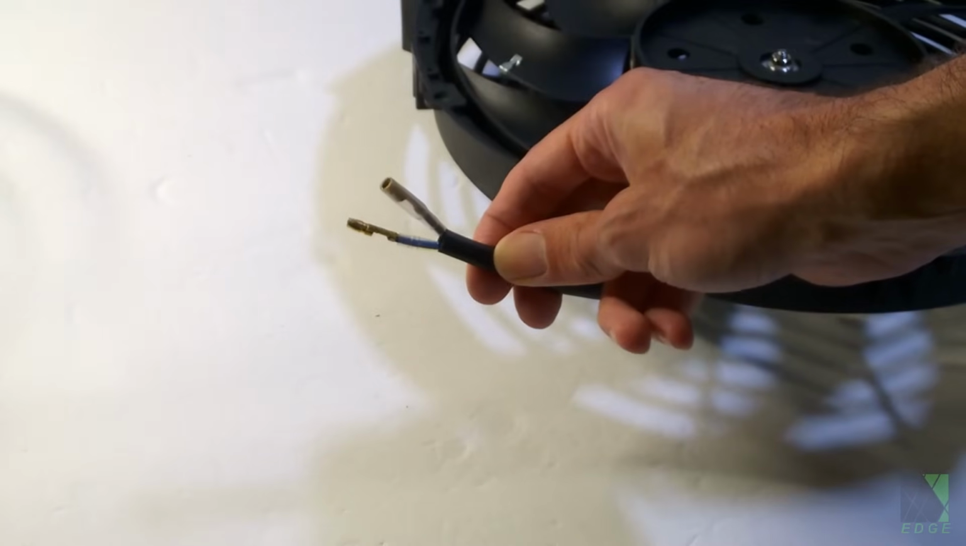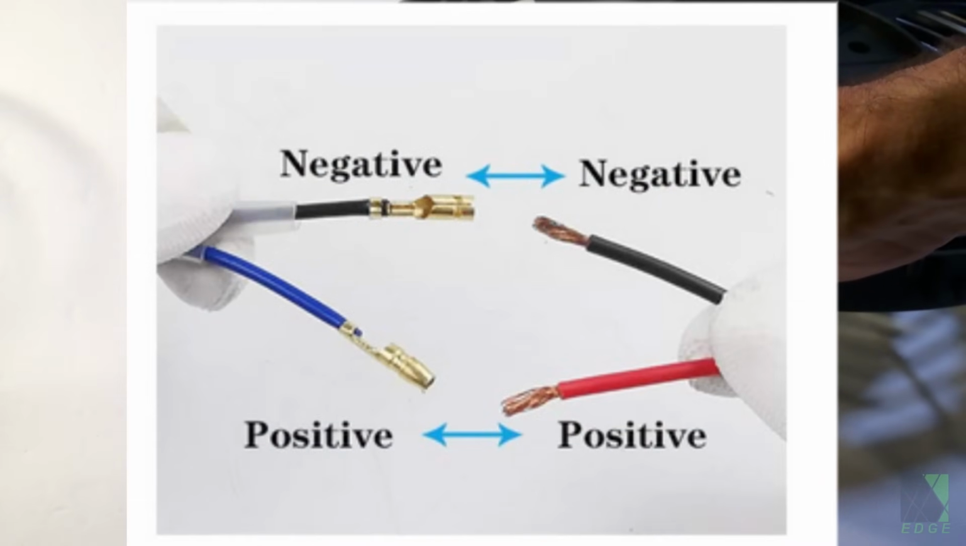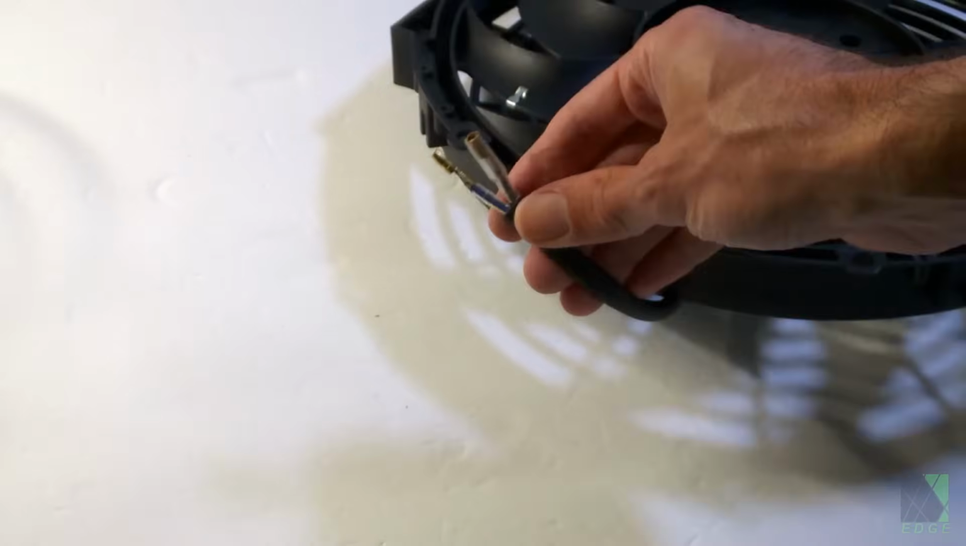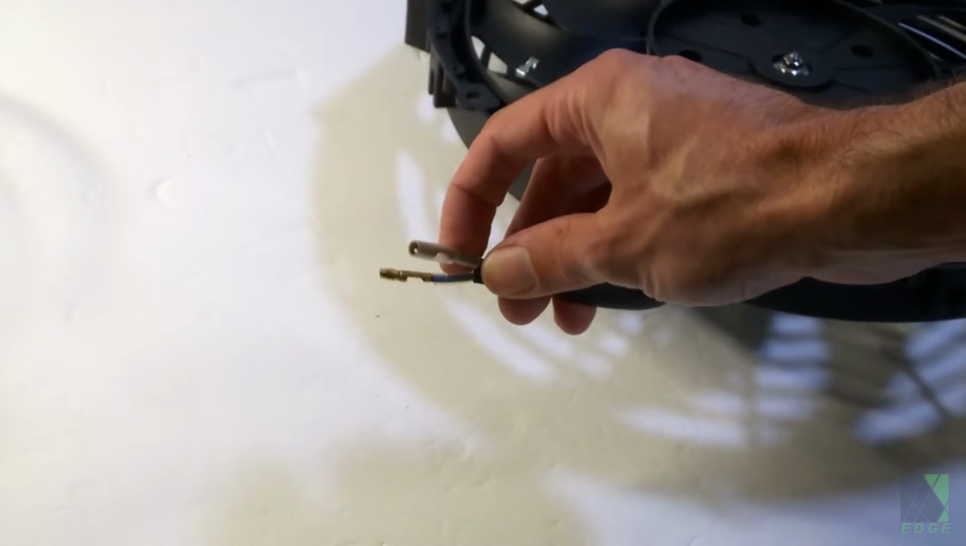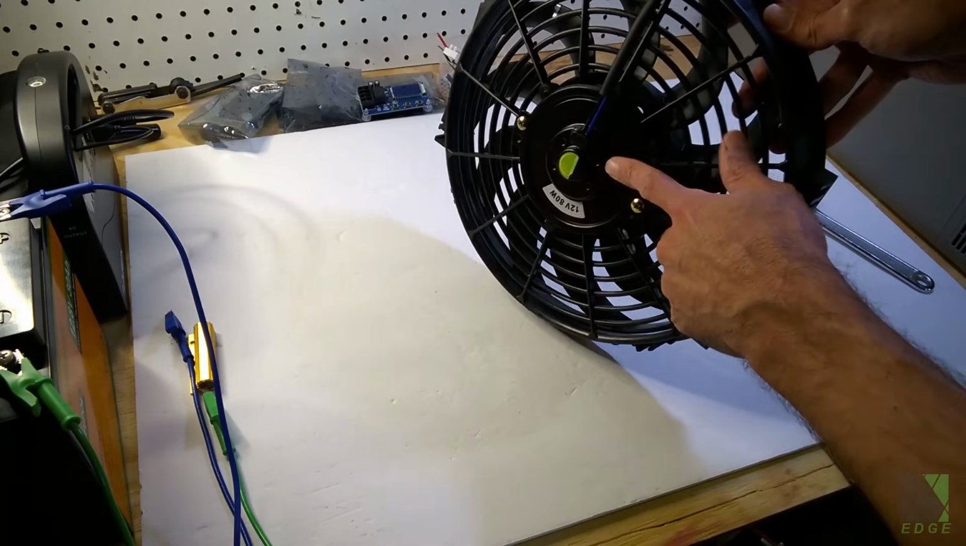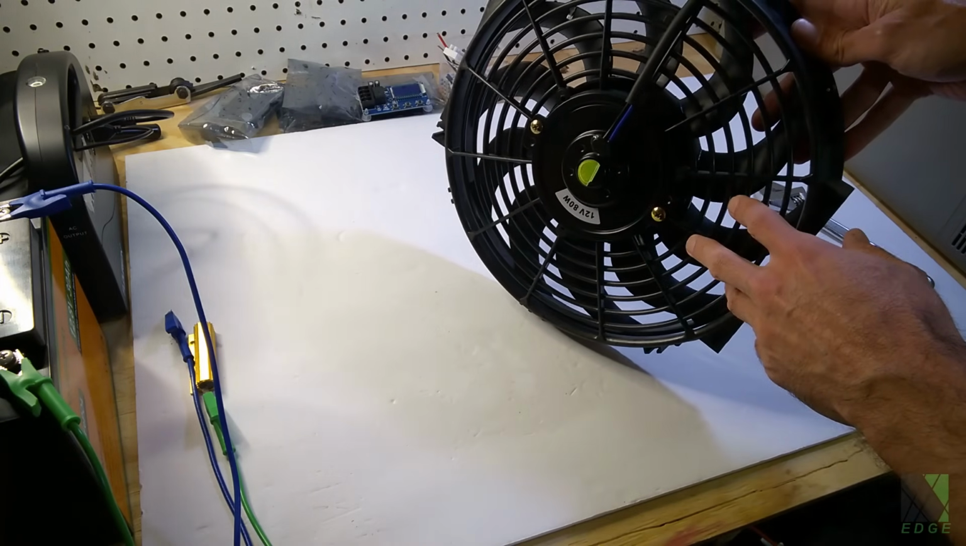Now, this particular fan has a blue and a black wire. The way I usually run them is blue is positive and black is negative, and that's the default configuration, and that causes the air to come out the side that has the grill. So by default, the air comes out this side toward the camera, and this is the side that has the protective grill on it. However, I've just flipped the blade over.